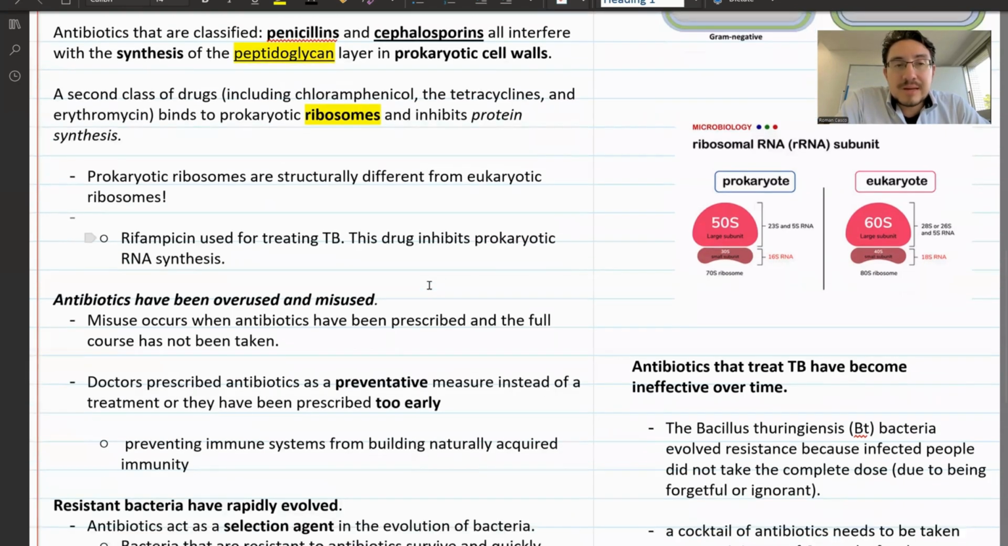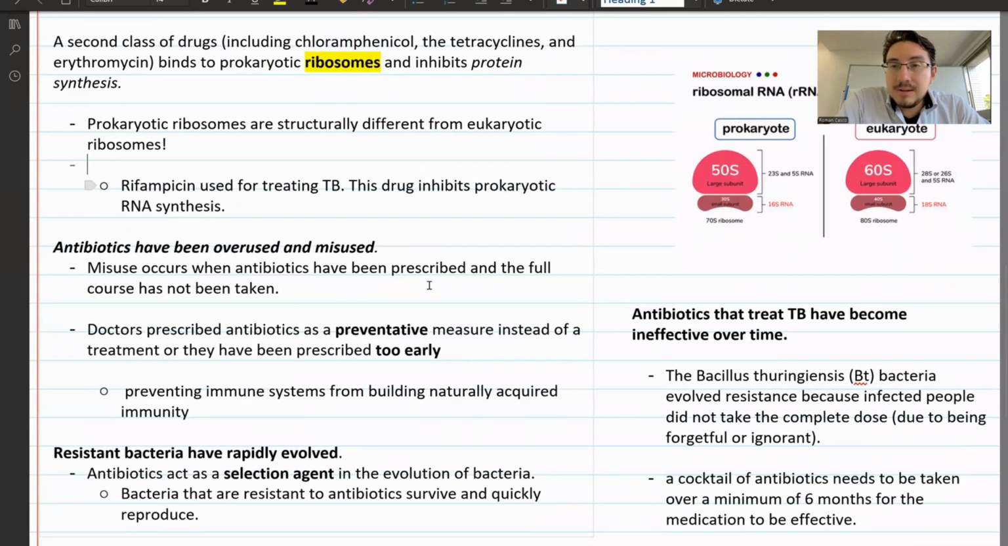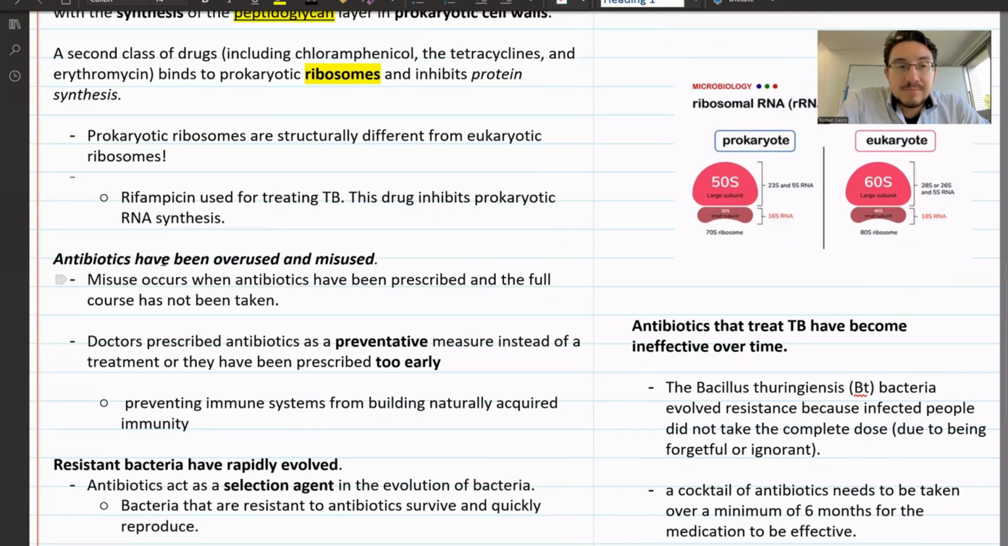Because they're different, you can use a particular medicine like rifampicin. I need to double check if this is written right. Sorry about that. It's used for treating tuberculosis, and it essentially inhibits prokaryotic RNA synthesis.